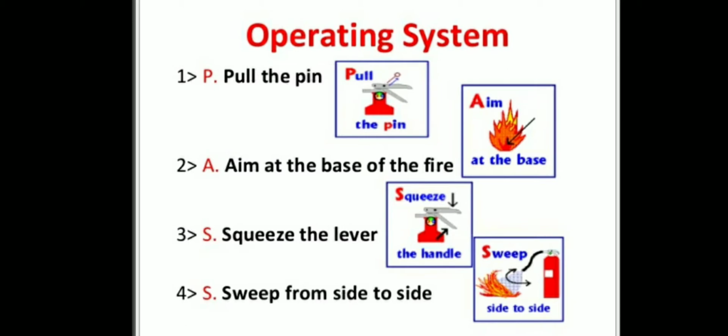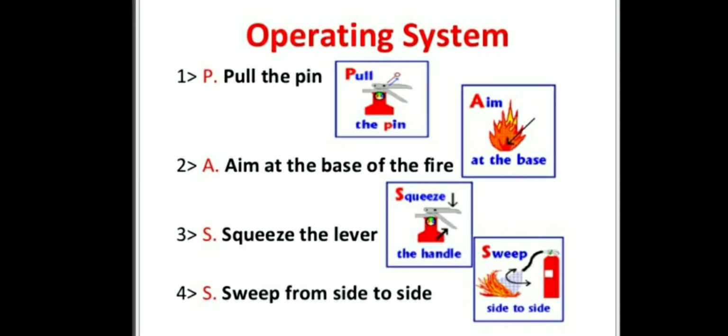Operating systems. See, number 1, P means pull the pin. I told you there is a pin on top of the cylinder, just for protection, in case of moving it from one place to another. It should not suddenly get pushed or punched, so that the cylinder goes to waste. So there is a pin on top of the cylinder, which we have to pull up. It's very easy to pull, just like a kind of locking system. So we have to remove this pin and press the lever.